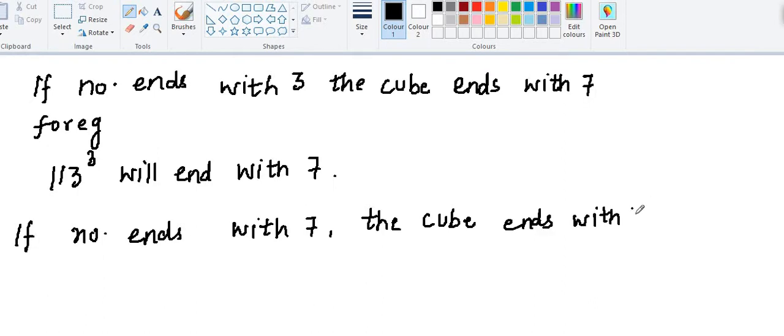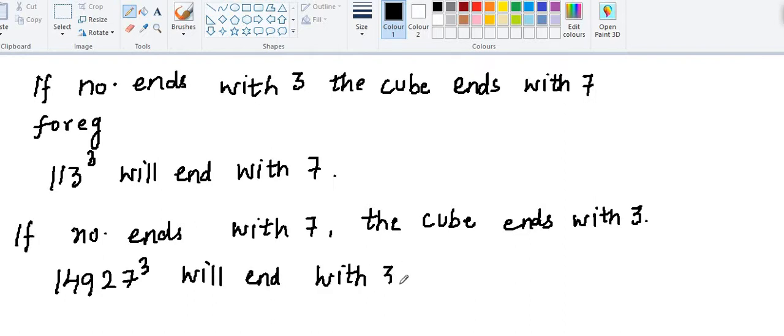So this is like opposite. Yes, वाइस वर्सा होता है इसमें. अगर मैं पूछूं 14927 क्यूब will end with 3. 3 for sure.